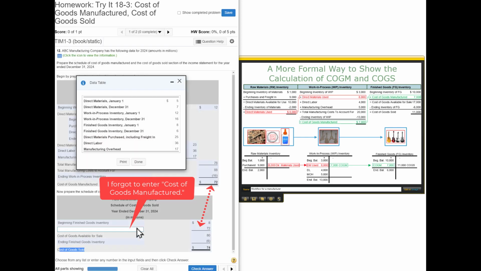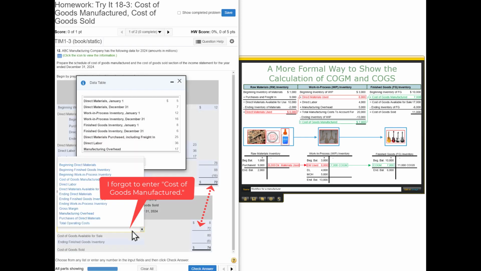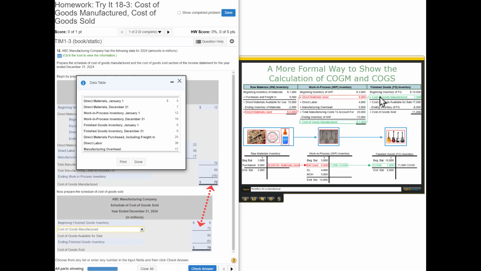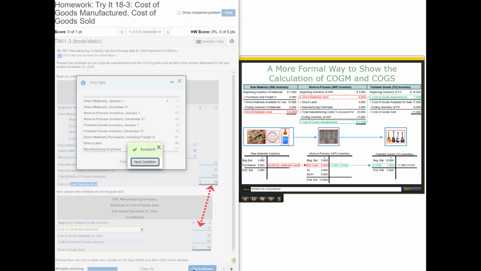Oops, I forgot something. So beginning, I forgot, this is cost of goods manufactured, which is right here on our formulas, and it came from the previous work in process account, which means it came from here, cost of goods manufactured. There we go. Excellent. And that's it.